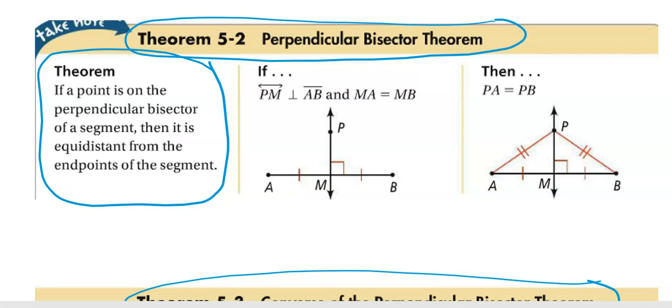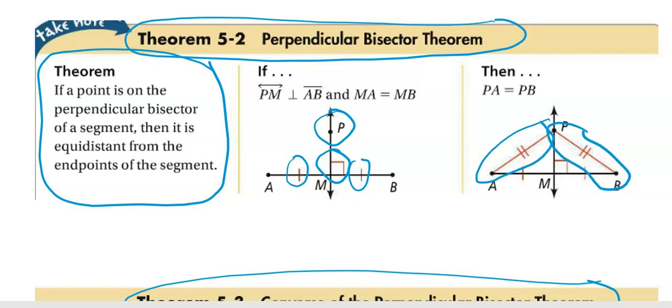Theorem 5.2, perpendicular bisector theorem. If a point is on the perpendicular bisector of a segment, then it's equidistant from the endpoints of the segment. So if a point, like this point P right here, is on the perpendicular bisector, how do we know that? First of all, it bisects the sides because those two are the same. It's also perpendicular because of that right angle in the middle. You have to have both those things.